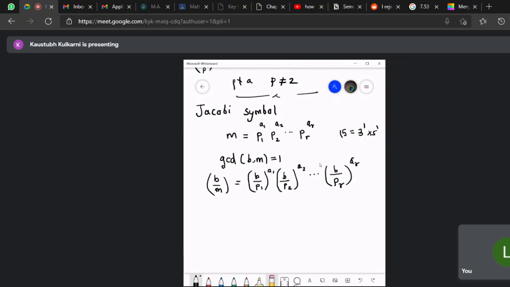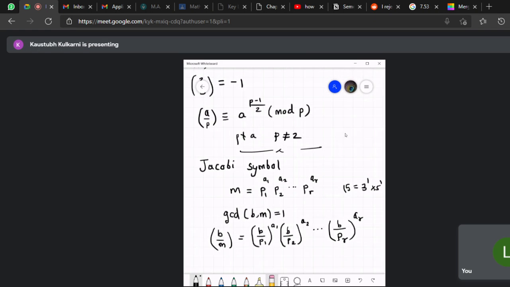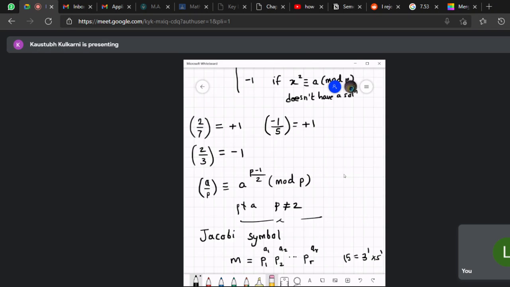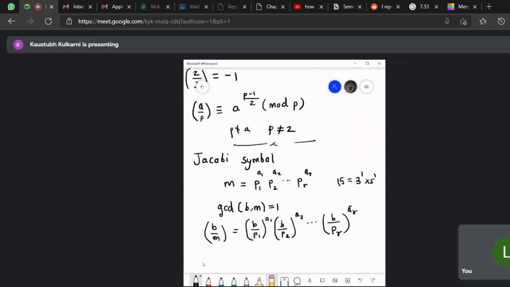In one way you can say that this is the generalization of the Legendre symbol, because in the Legendre symbol we had A upon P, where P was a prime number compulsorily, whereas in the Jacobi symbol M can be prime, composite, anything. The only requirement is that B and M should be relatively prime. There is no other requirement. M can be prime or composite or anything.